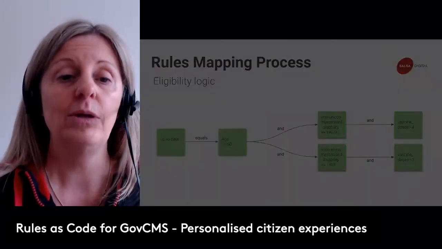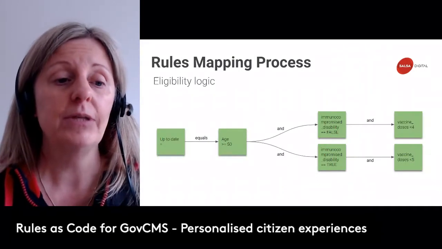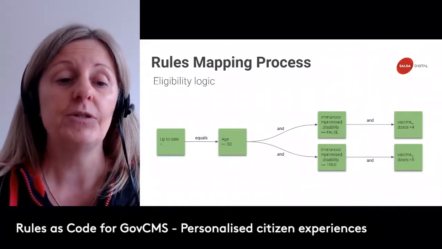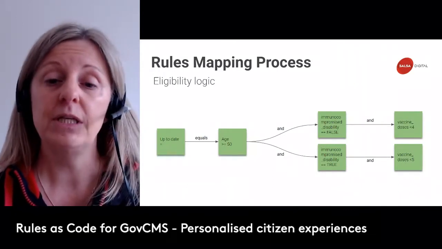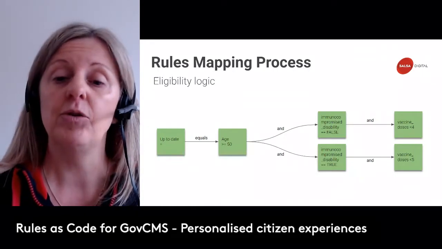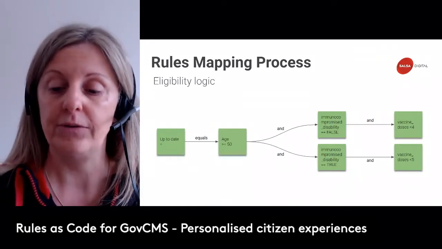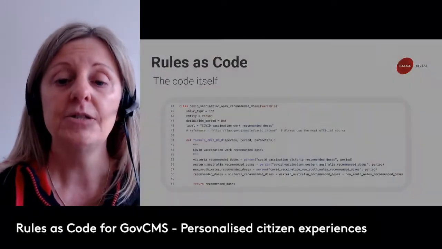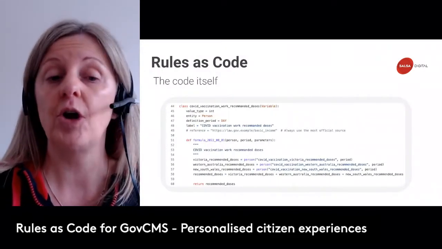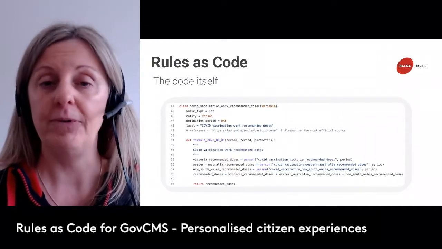Finally, we look at eligibility logic. So in this case, we're looking at up-to-date equals. So the example on screen, up-to-date if you're age 50, if you're immunocompromised, then you need 5 doses, and if you're not immunocompromised, you need the 4 doses. So after we've done the mapping process, all of that information gets turned into the code itself in OpenFISCA.